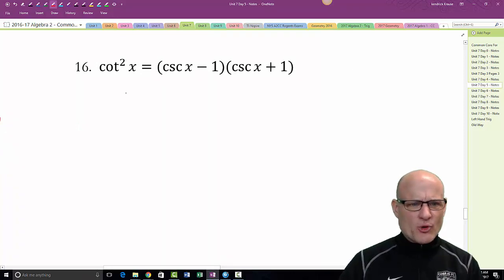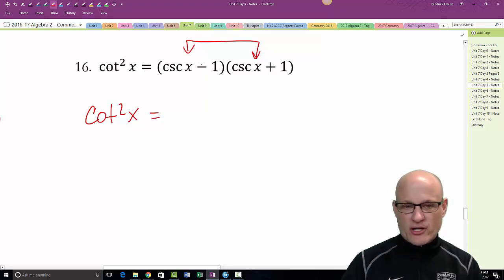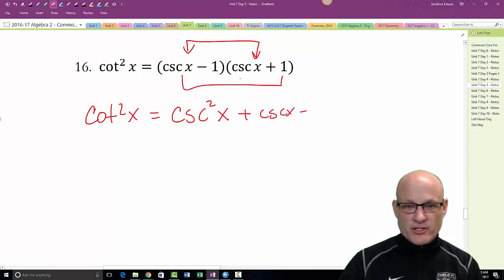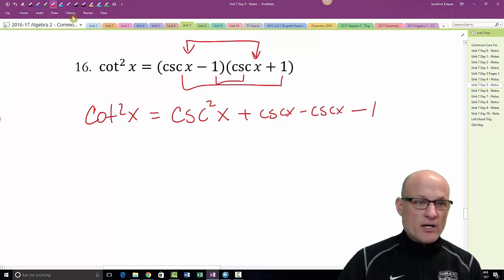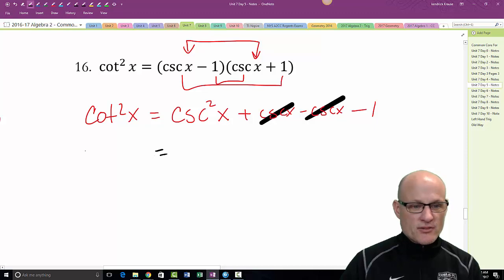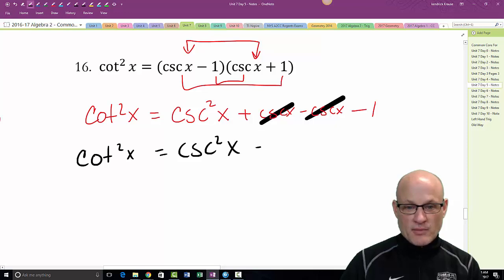I'm going to say the right side looks more complicated, so let's take care of the right side. Let's leave this as cotangent squared x. So we're going to double distribute. Now, these are conjugates, which means the middles are going to drop out, but some of you don't understand that, so let me draw it for you. This is cosecant squared x plus cosecant x minus cosecant x minus 1. Well, these canceled. So I end up with, does cotangent squared x equal cosecant squared x minus 1?